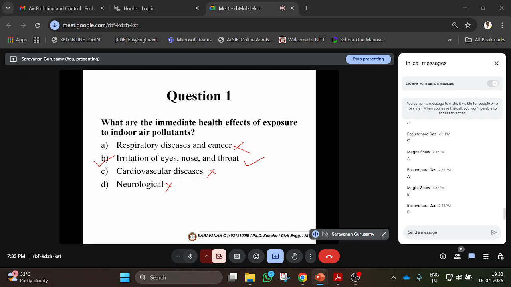So try to get the answer from the options also. Please eliminate the options, then you find the correct option. That is also a good way of answering if you don't know the answer.